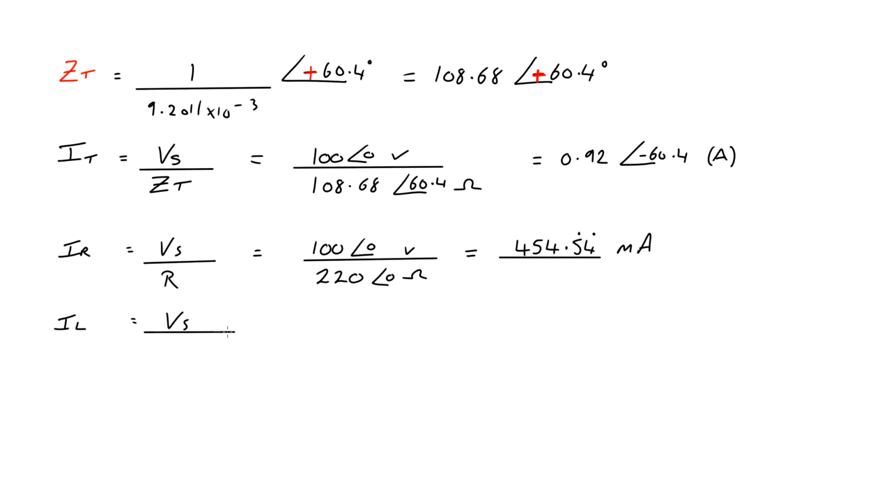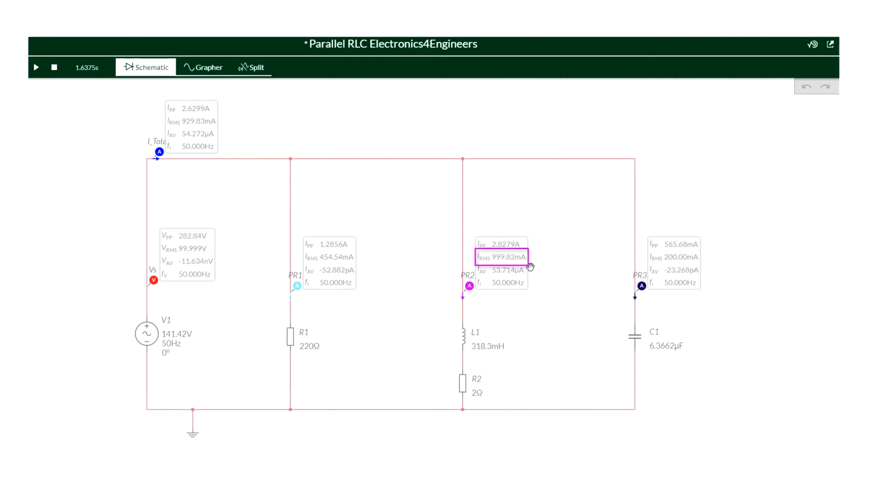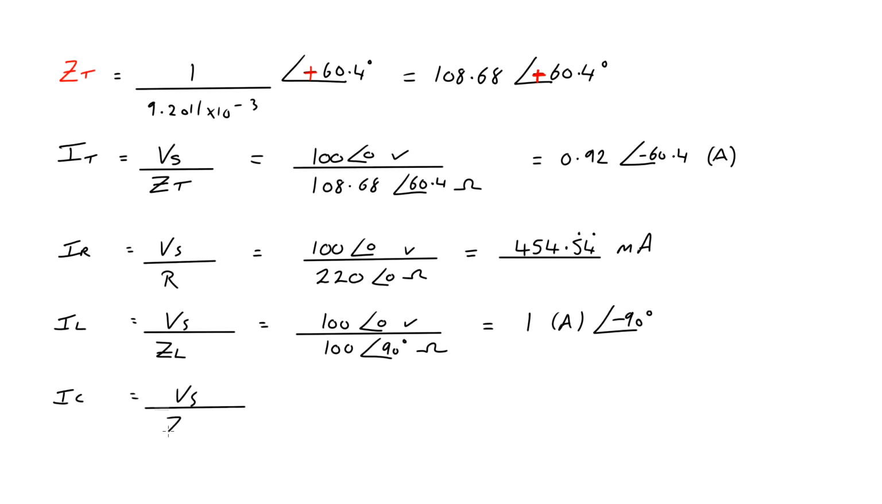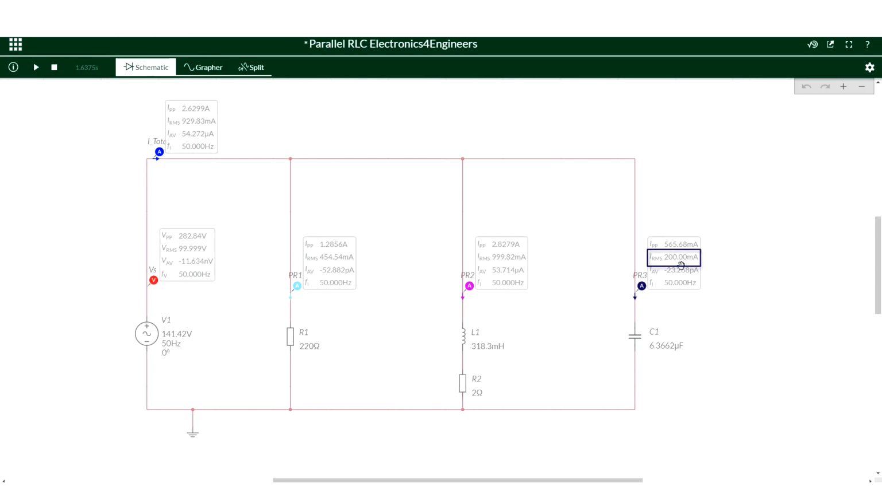And the inductor current, I is V over Z, so 100 volts divided by 100 ohms at an angle of 90 degrees for the inductor. So that's 1 amp at an angle of minus 90 degrees. So that's lagging. We can see we got the modulus correct. And then for the capacitor, I is V over Z, so 100 volts divided by 500 ohms at an angle of minus 90 degrees. So that's 0.2 or 200 milliamps at an angle of 0, take away minus 90. And we've got that correct.